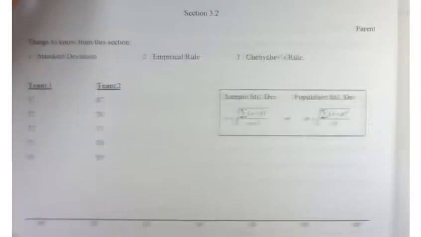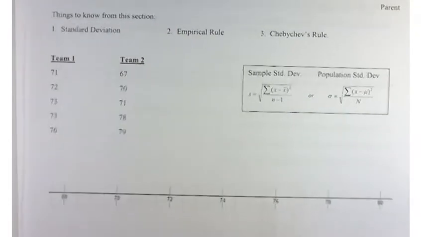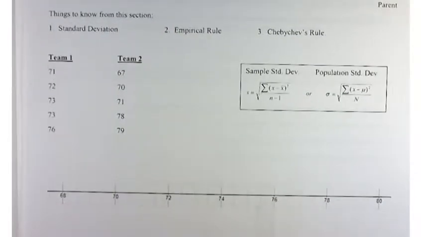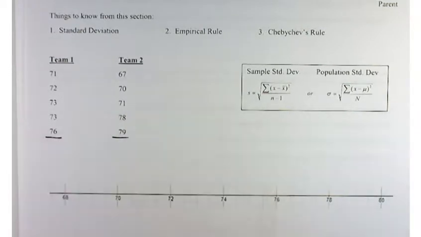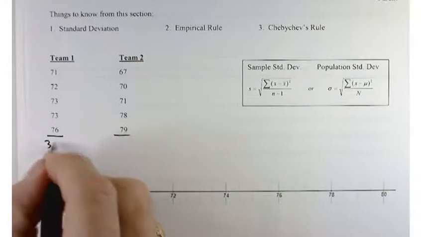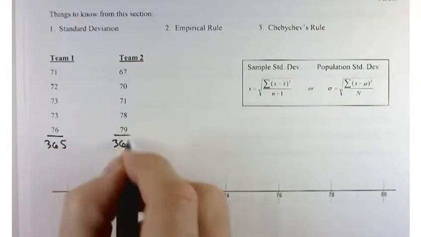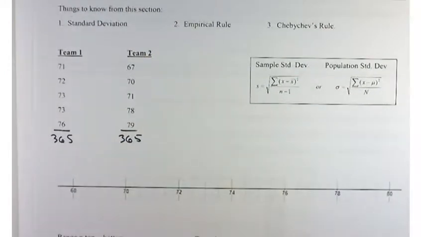So let's look at the example that's on the handout in front of you. We've got two starting heights of some basketball teams. And if you'd like, we can give some names, or we can just keep them named Team 1 and Team 2. Now, if you total each of these columns, we end up with 365 for both of them. So, all right, the same total for each of them.